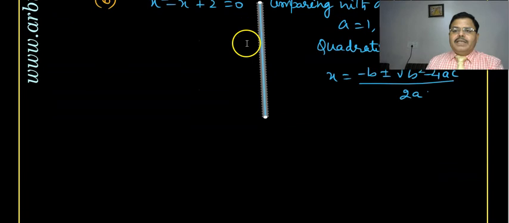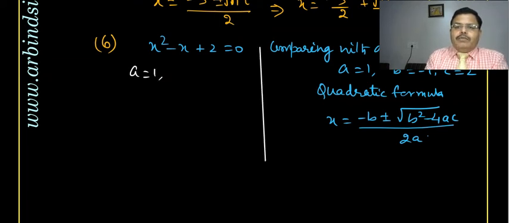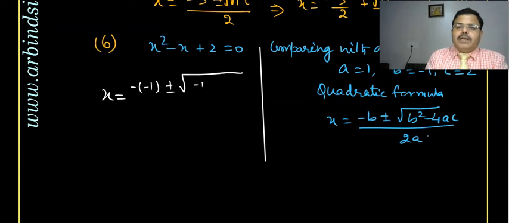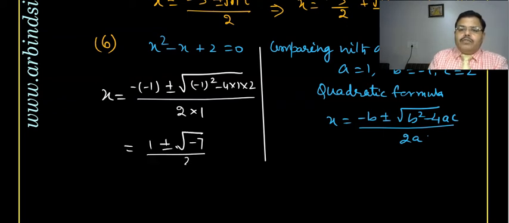So not mentioning in each and every question, just writing what the answer is. Here a is equal to 1, b is minus 1, what I have written here. So now we will write x is equal to minus b plus minus root under b square minus 4 into 1 into 2 upon 2 into 1. So that will come up 1 plus minus root under 1 minus 8, that is root of minus 7, by 2.